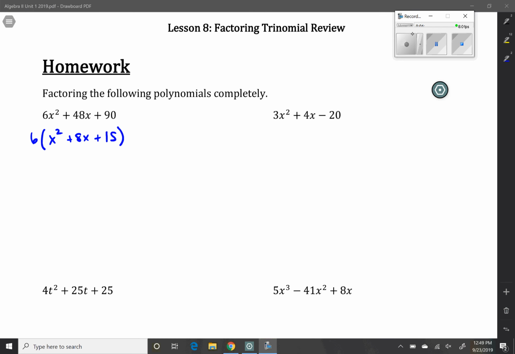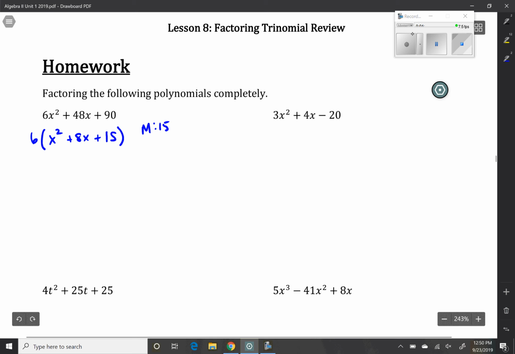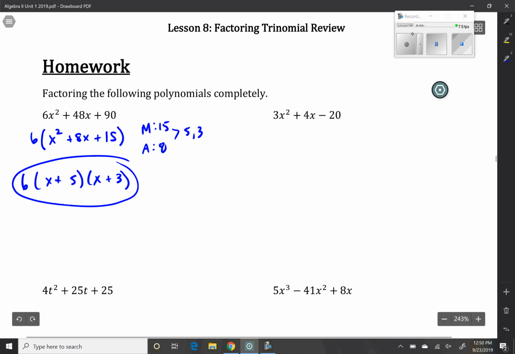So then it just becomes regular trinomial factoring. We've got to figure out what multiplies to make 15 and adds to make 8. Those numbers would be 5 and 3. So we'd say this is 6 times (x plus 5) times (x plus 3). Notice using the GCF there first really helped us a lot.